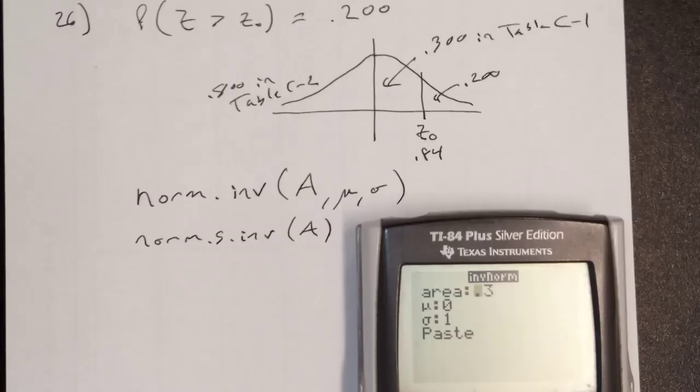0.8. Now I can give it the mean and the standard deviation, but if I'm using the standard normal curve, those are 0 and 1 respectively. And there's my 0.84. Notice it's just a tiny bit bigger, 0.8416, because we had to go from 7995 to 8000.